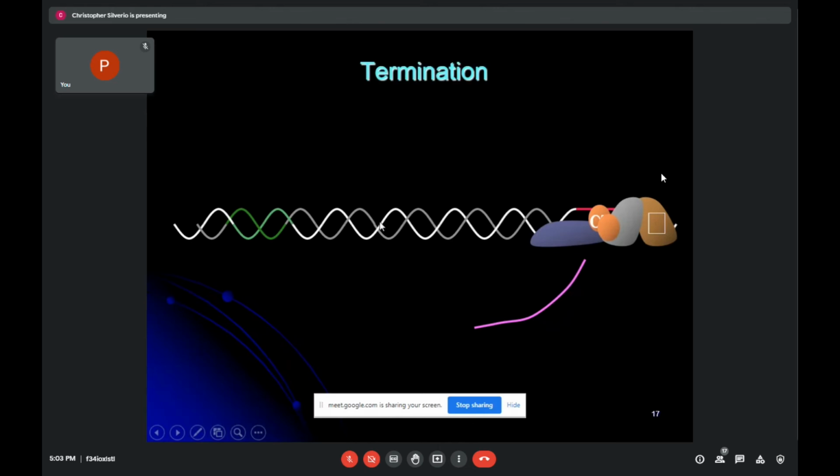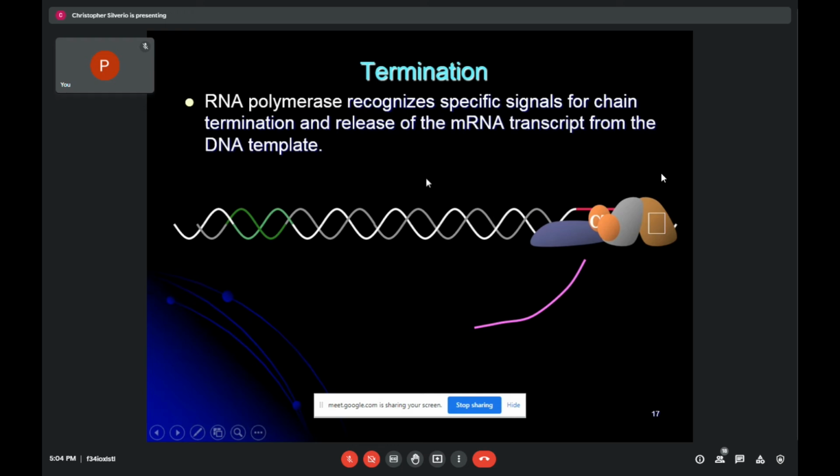Okay, so now the RNA polymerase shall reach the termination sequence, and so it releases the mRNA transcript from the DNA template.